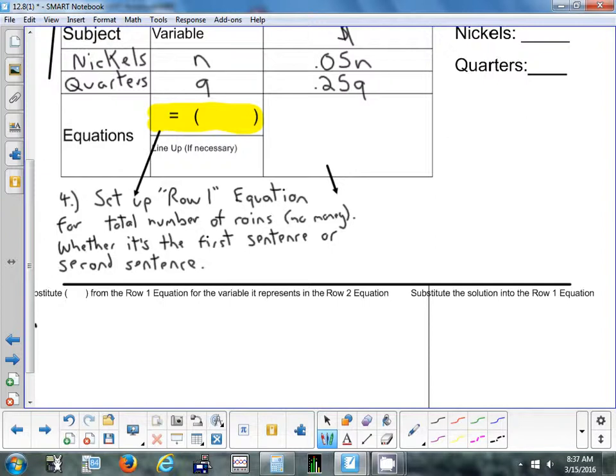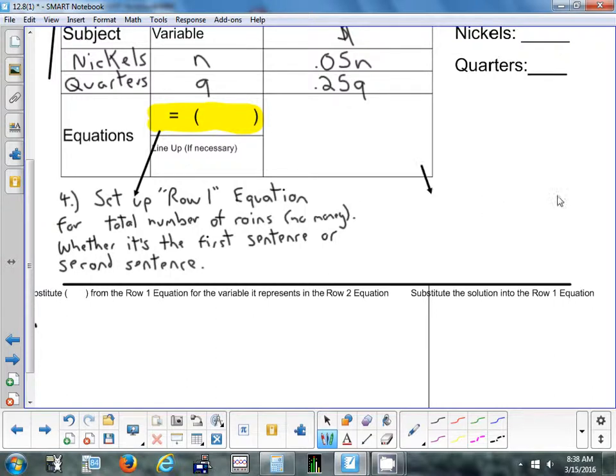Alright? So we're going to set up that row 1 equation for total number of coins. Alright? No money involved here. No 0.25Q, 0.10D. Whether it's the first or second sentence, it's always going to go here. It's always going to be my row 1 equation. Total number of coins is always going to be my row 1 equation.